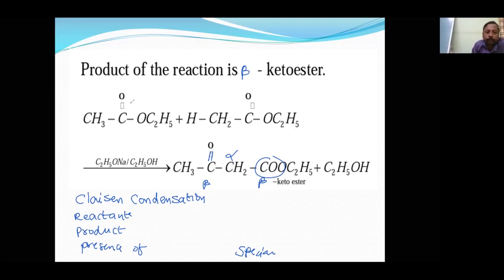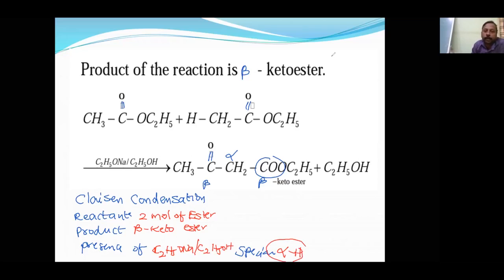reactants are 2 moles of, very good, ester. Okay, here I am writing the answer. It is the condensation of 2 moles of ester to form beta keto ester. Again, it will be ester only. Beta keto ester in presence of sodium alkoxide C2H5ONa, C2H5OH. Okay. What is the special condition? At least one alpha hydrogen is a must. Okay, so this is the Claisen condensation.